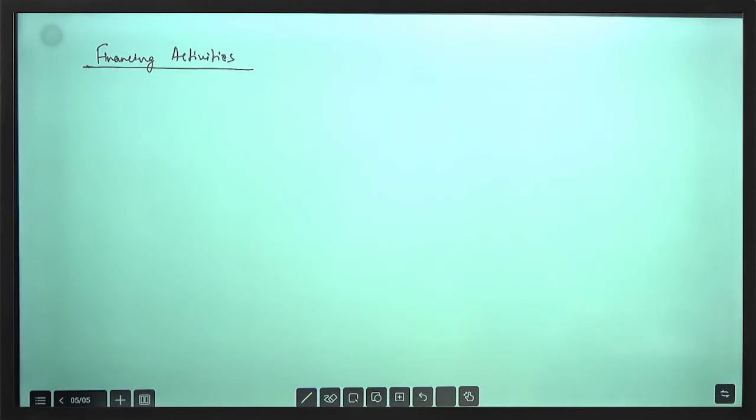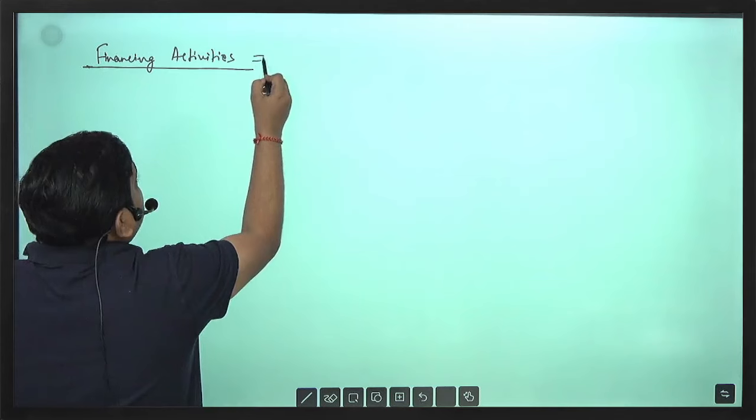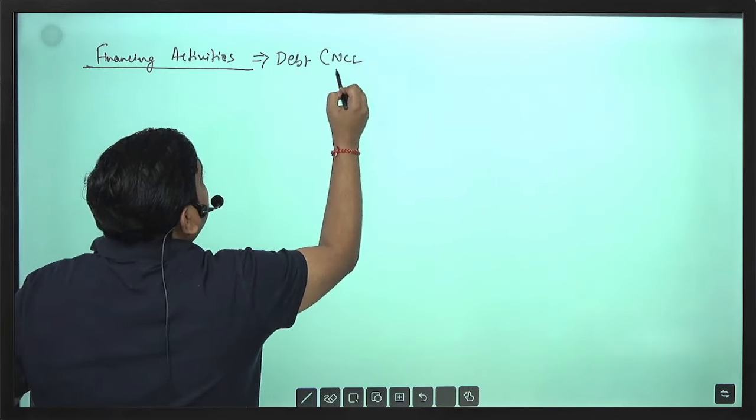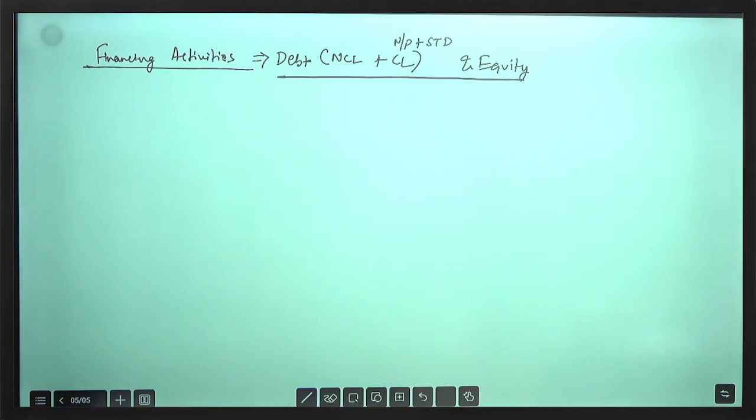Financing activities. Right? So this is debt. Now debt can be non-current liability. Debt can be current liability. Remember, from current liability I excluded notes payable and short-term debt. It will come here. Notes payable plus short-term debt. So debt and equity are being covered here. Borrowing arrangement.